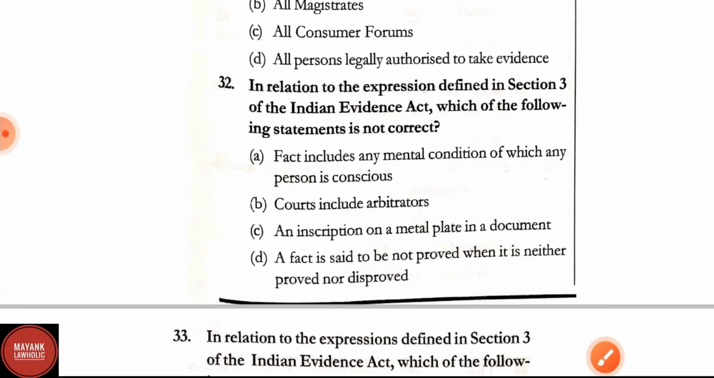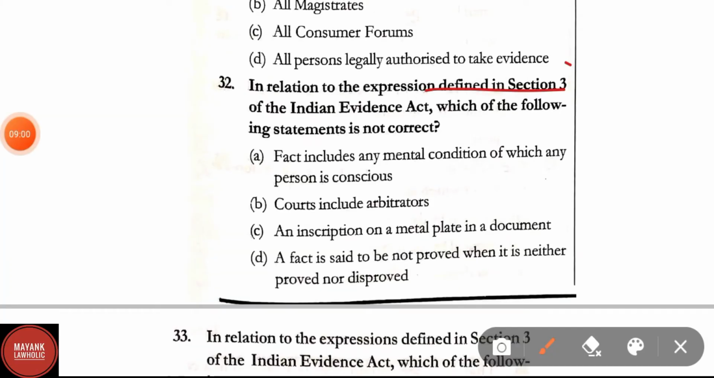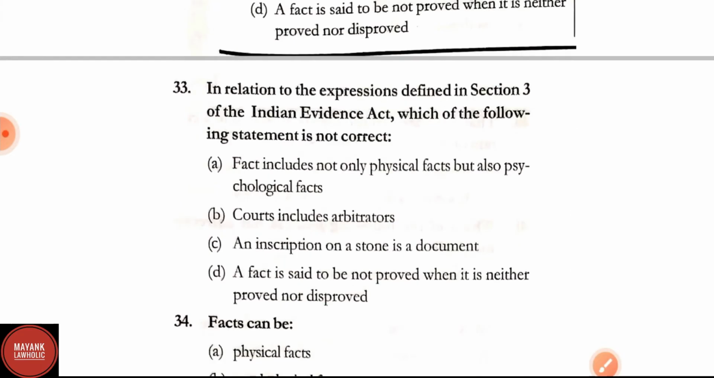Question number 32. In relation to the expression defined in section 3 of Indian Evidence Act, which of the following statement is not correct? Option A, facts includes any mental condition of which any person is conscious. Option B, courts includes arbitrator. Option C, an inscription on a mental plate in a document. And option D, a fact is said to be not proved when it is neither proved nor disproved. Here correct answer is option B. Courts includes arbitrators.